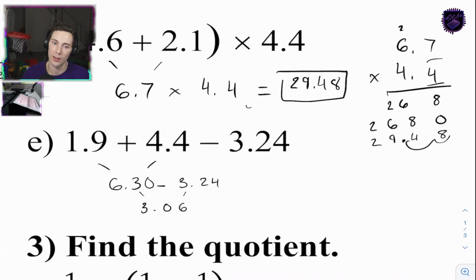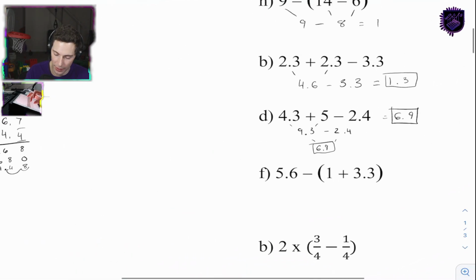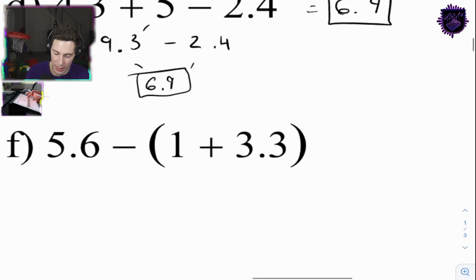So 6.3 minus 3.24 is 3.06. I'm going to square that to show my answer. Okay, moving on to the next one.